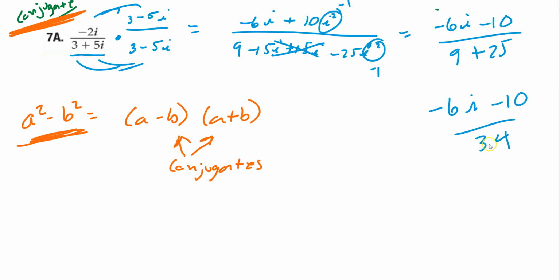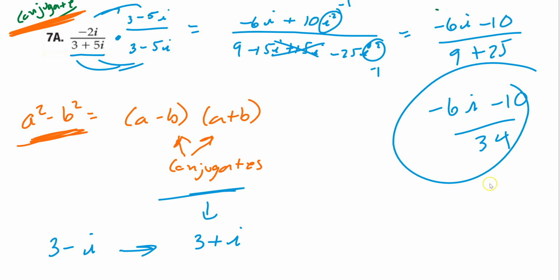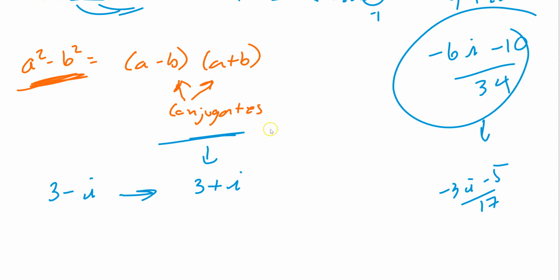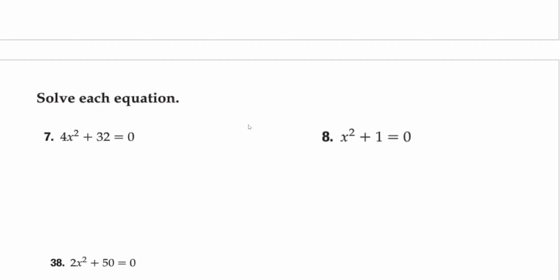So you notice that has no i on the bottom because the conjugate works. Anytime there's a binomial on the bottom, you have to multiply by the conjugate. So you just change the middle sign. That's what a conjugate is. If I give you 3 minus i, the conjugate is going to be 3 plus i. All you do is change that middle sign. That's it. Anyway, that's the answer. I actually should be able to simplify it. Divide everything by 2. Negative 3i minus 5 over 17. So that's how you multiply by a conjugate. Again, I care about the conjugate. So okay, let's wrap this up.